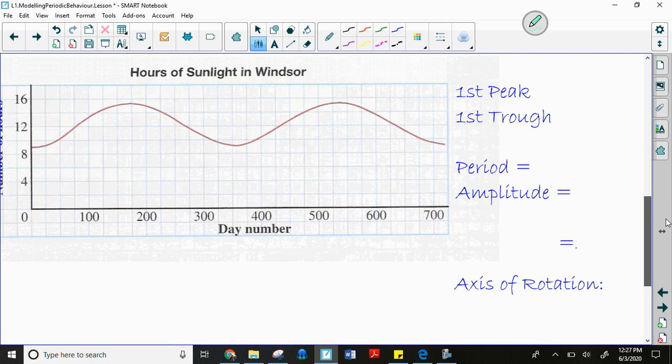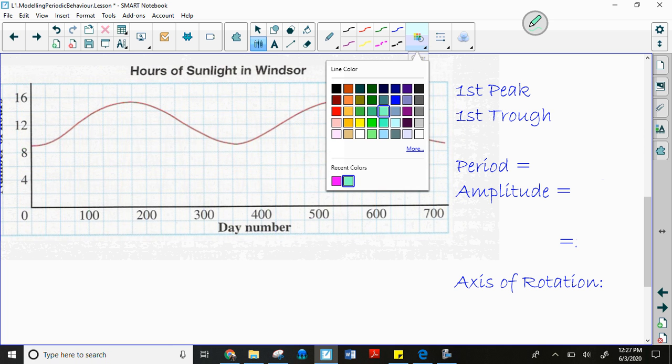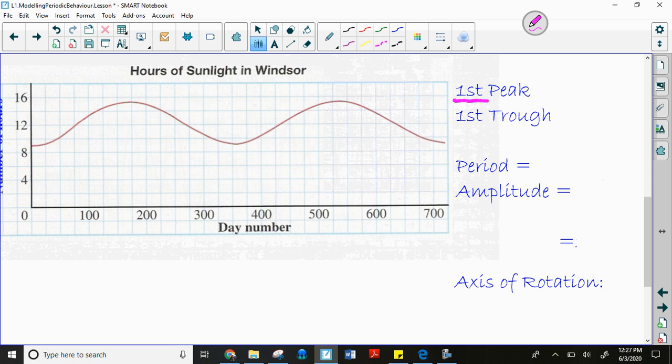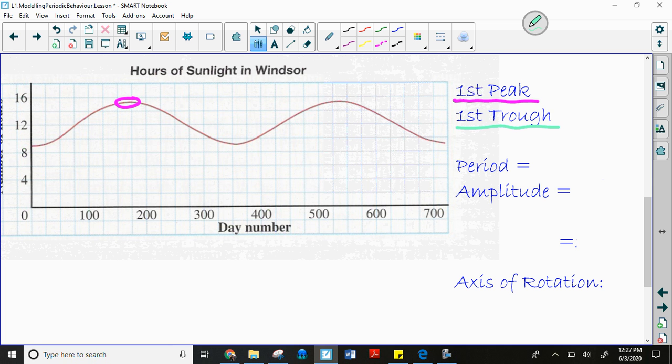So, hours of sunlight in Windsor, Ontario. Wow, we have a lot more sunlight than we do. Okay, first peak. I made that pink. First peak happens there. First trough. Looks like it starts at a trough for this one. Happens there. Okay. Period. How long does it take to go from here to the next trough? Ugh, that's not perfectly on there, is it? I don't know, like there?